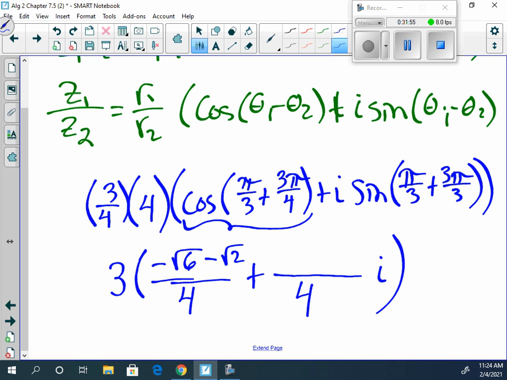Now you can go back in there, just change it from cosine to sine, hit enter and do the same thing. And I think it's still going to have square root of 6 and square root of 2. Or what'd you get? Negative square root of 3 over 2.